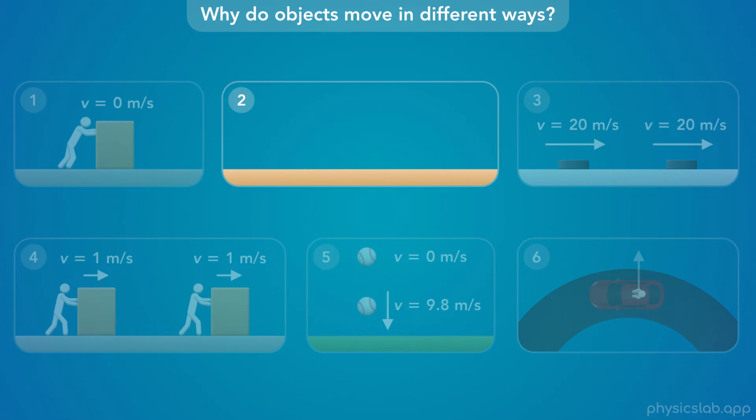In the next scenario, you grab a book, slide it across a table with some initial speed, and then it stops. So why does the book stop moving?